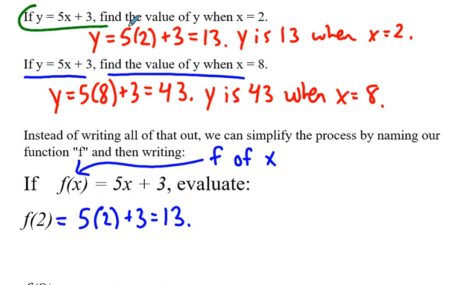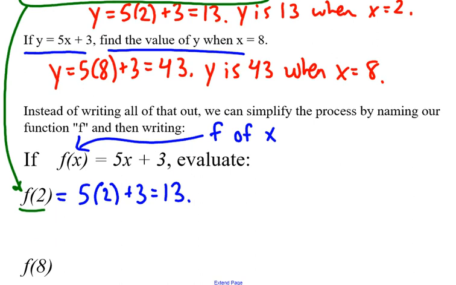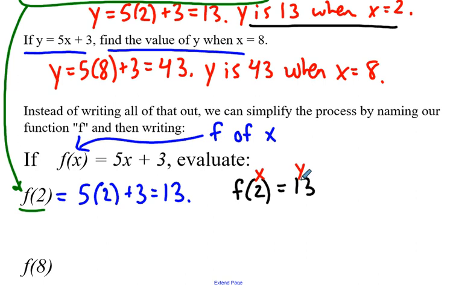This whole statement right here has now been replaced by that. This f of 2 is a lot shorter to write than "if y equals 5x plus 3, find the value of y when x equals 2." Now, instead of writing this little part at the end, y is 13 when x is 2, I can just write f of 2 is equal to 13. This means when x is 2, y is 13.